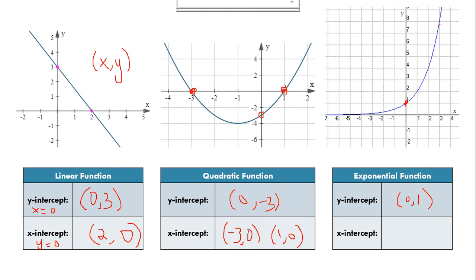And then if I look at this function, when I'm looking for an x-intercept, I notice that I'm never actually crossing the x-axis. That's because I have an asymptote right here at the x-axis. Okay, that would be when y is equal to 0. So in this case, I don't have an x-intercept. It never is going to cross through that barrier of the asymptote.